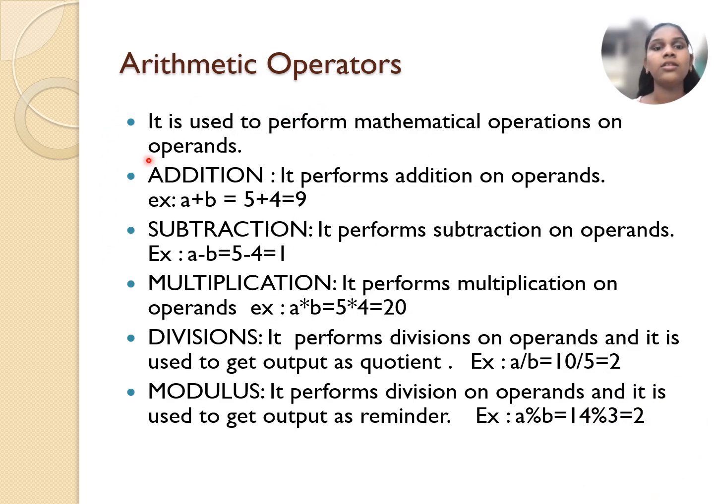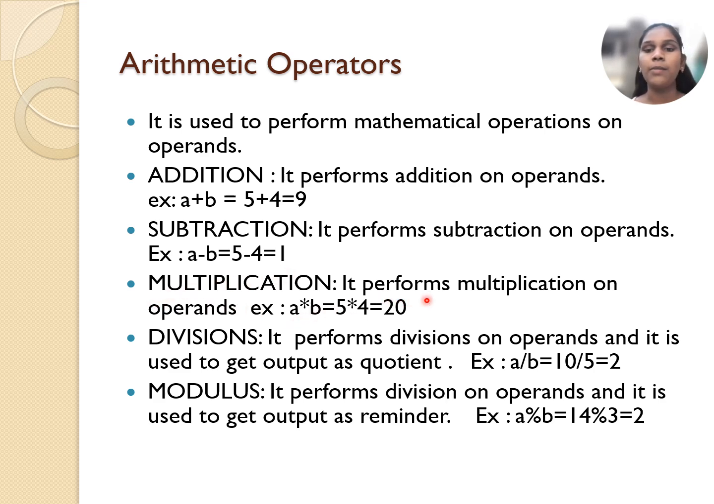Arithmetic operators. It is used to perform mathematical operations on operands. Like addition, it performs additions on operands. Example, if we give a is equals to 5 and b is equals to 4, then a plus b will be 9. Subtraction, it performs subtraction on operands. Example, a minus b is equals to 1.